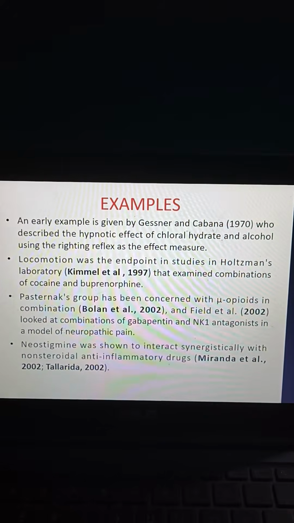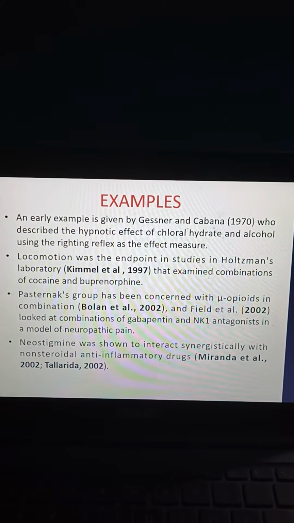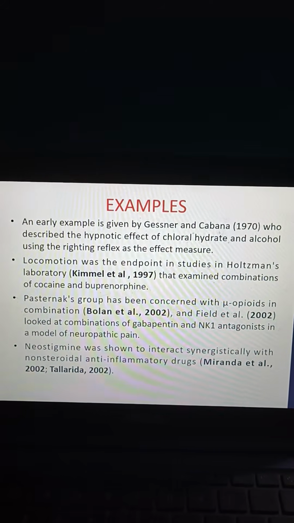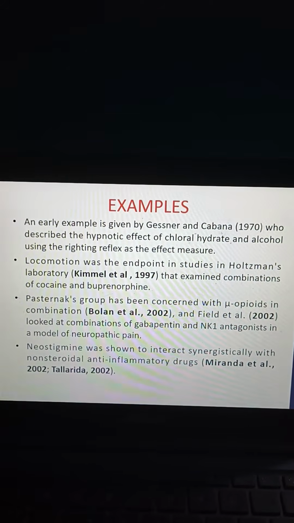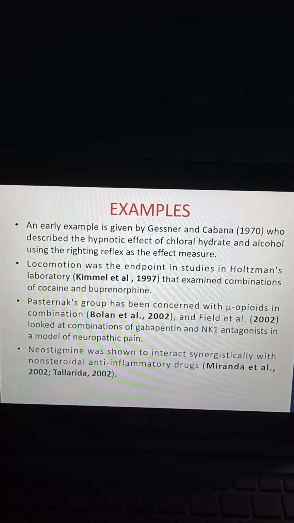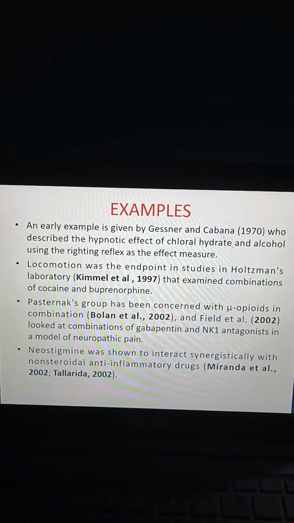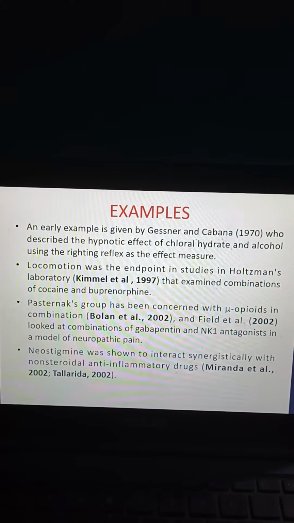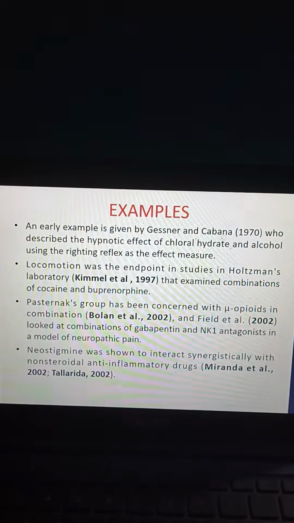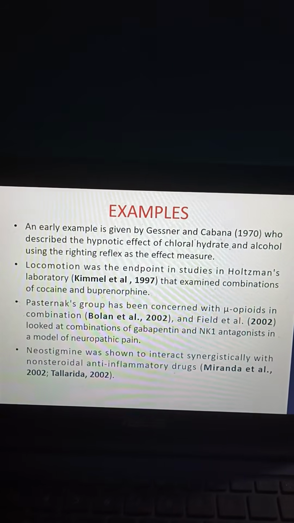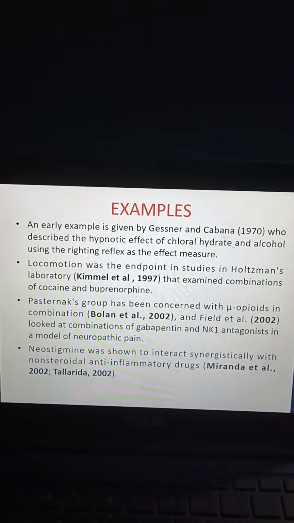Pasternak's group has been concerned with mu opioids in combination. Bolan et al. 2002 and Field et al. 2002 looked at combinations of gabapentin and an NK1 (neurokinin 1) antagonist in a model of neuropathic pain. Neostigmine was shown to interact synergistically with non-steroidal anti-inflammatory drugs, as given by Miranda et al. 2002, Tallarida 2002.